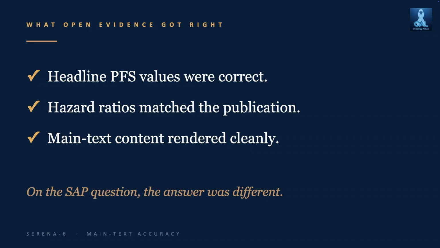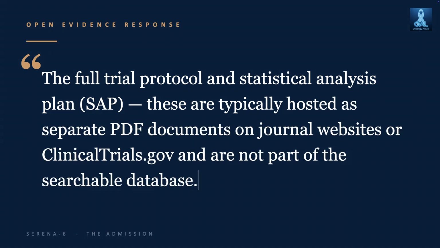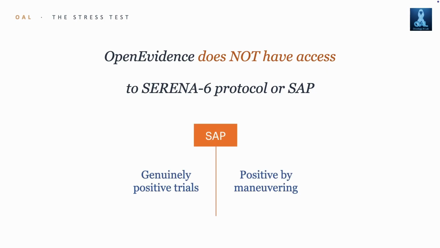On the statistical analysis plan question, the answer was different. Quote, "The full trial protocol and the statistical analysis plan are not part of the searchable database." OpenEvidence does not have access to the protocol or the statistical analysis plan. The headline numbers are correct, but whether those numbers survive the pre-specified testing hierarchy is a different question. And the statistical analysis plan level details are what separate a genuinely positive trial from one that crosses the threshold through statistical maneuvering. The documents that answer that question are not reachable.